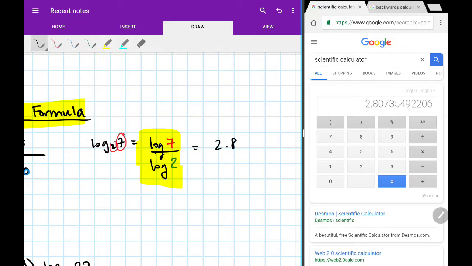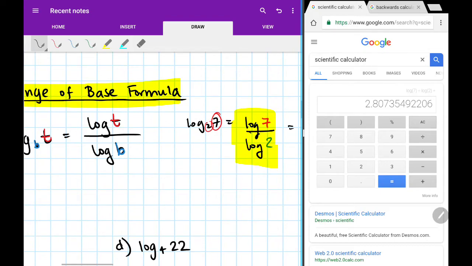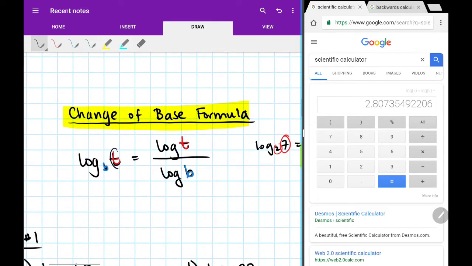Equals 2.807, and instead of writing 3.5, I'm just going to write 4. I'm going to round it up. And that's it. That's how the change of base formula works. So as long as you remember, the big number goes on top, the base goes to the bottom, and basically you're doing a division problem.